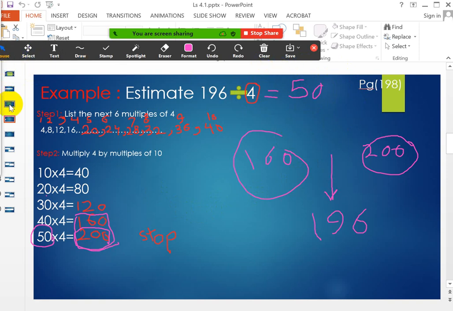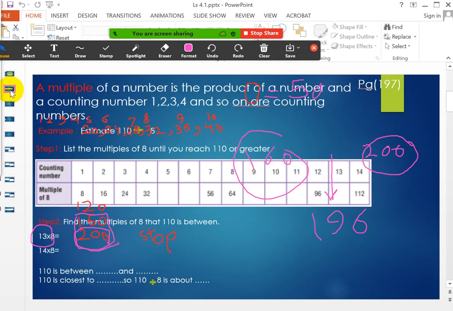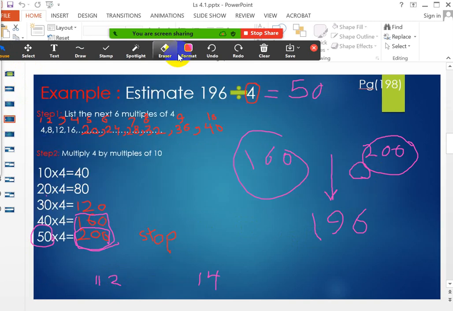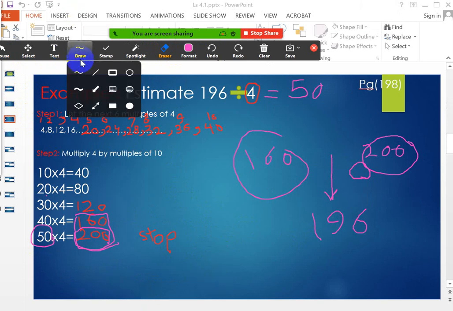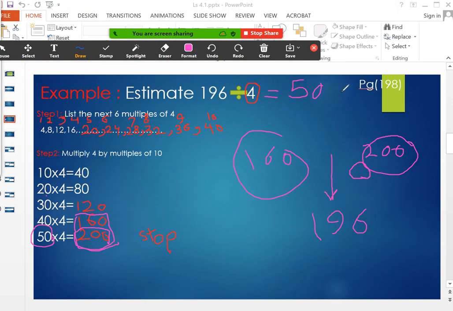Okay, girls, I think I wrote something wrong here on this page. I'm sorry about that. The answer will be 14, not 112. I wrote a wrong number. This will be 112, and the answer will be the counting number 14. So right here, the quotient for this division will be around 50.